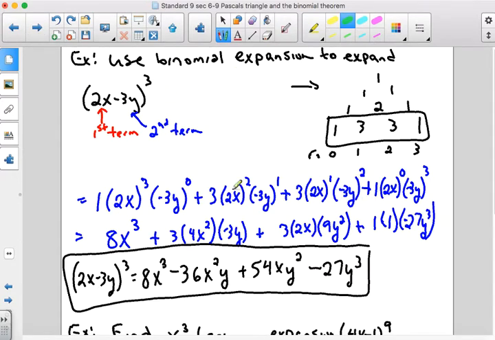Okay, use the binomial expansion. Now I changed this a little bit. I put a minus sign in here this time. So I've got a minus sign, which has to stay with that term. And then I'm just going to do the same thing. Right here is my n equals 3. Here are my values of r, which means 3 choose 0 is 1. 3 choose 1 is 3. 3 choose 2 is 3. 3 choose 3 is 1. So there are all my values.